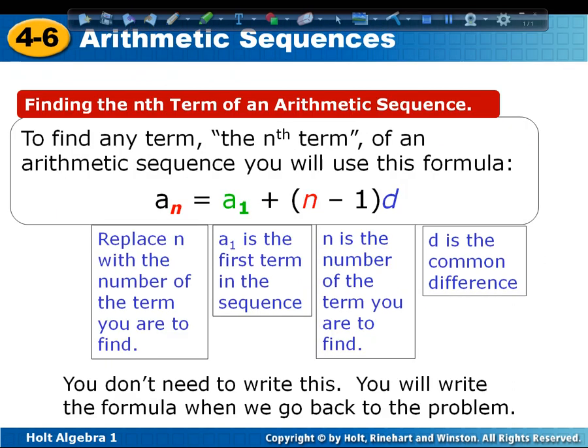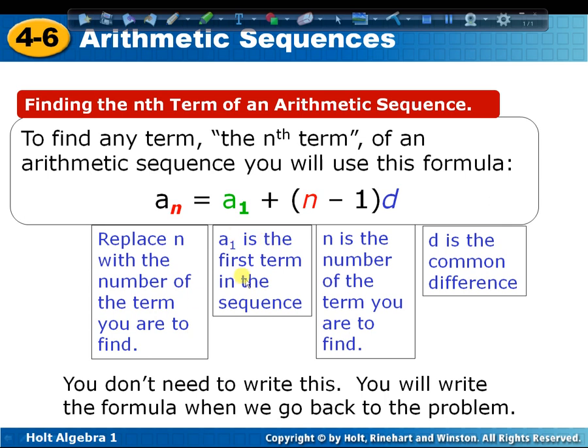It says finding the nth term of an arithmetic sequence. To find any term, the nth term of an arithmetic sequence, you'll use this formula. So I want you to go ahead and write that down on your paper. a sub n equals a sub 1, that's an a with a little bitty 1, plus parentheses n minus 1 parentheses d. So you replace n with the number of the term that you are to find. So if they ask for the 25th term, your n is going to be 25.